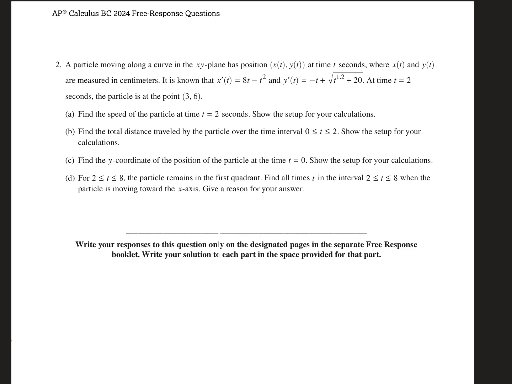This is from the 2024 AP exam. This is the parametric question from that year. It's number 2, so it is a calculator problem. So remember how we set up our parametrics.